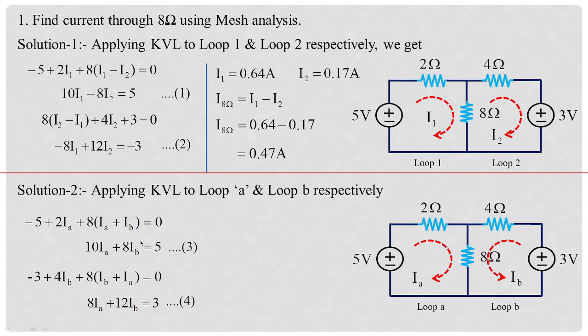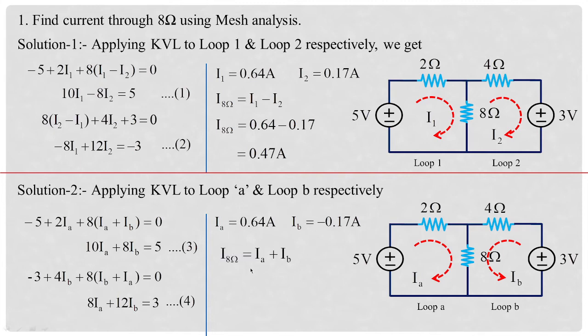Now just solve these two equations, equation 3 and equation 4. You're going to get the value of IA equal to 0.64 amperes and IB equal to minus 0.17 amperes. So unlike the previous case where we took both loop currents clockwise and fortunately got positive currents, here one current we have taken clockwise and another current anti-clockwise. The current which we have taken anti-clockwise has given the value as negative.